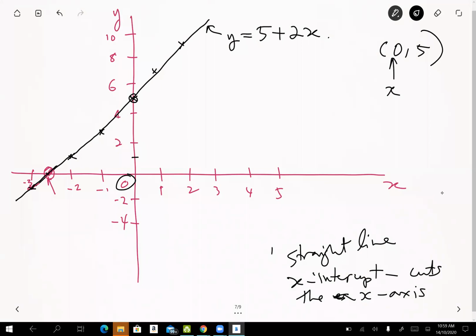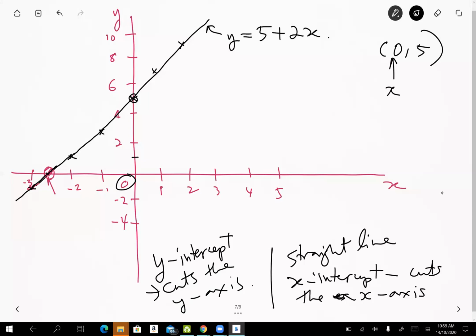And by the same token, what about the y-intercept? The y-intercept is the point where it cuts the y-axis. But we already know how to do it. Now, what about the x-axis? When it cuts the x-axis, what is the value of y? 0. 0, okay?